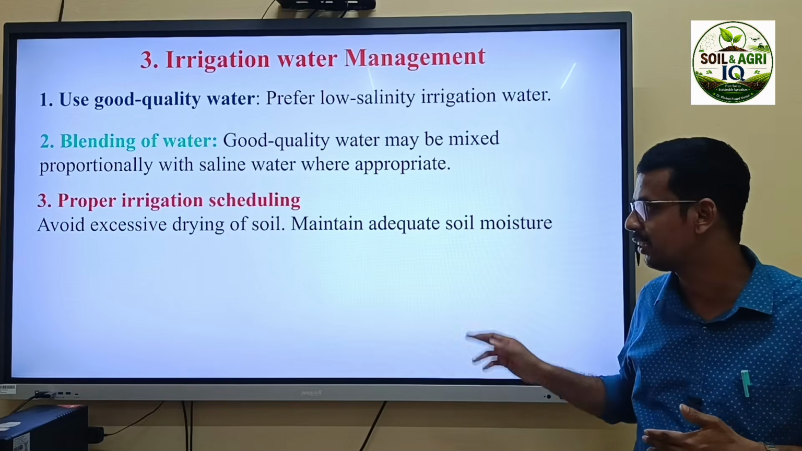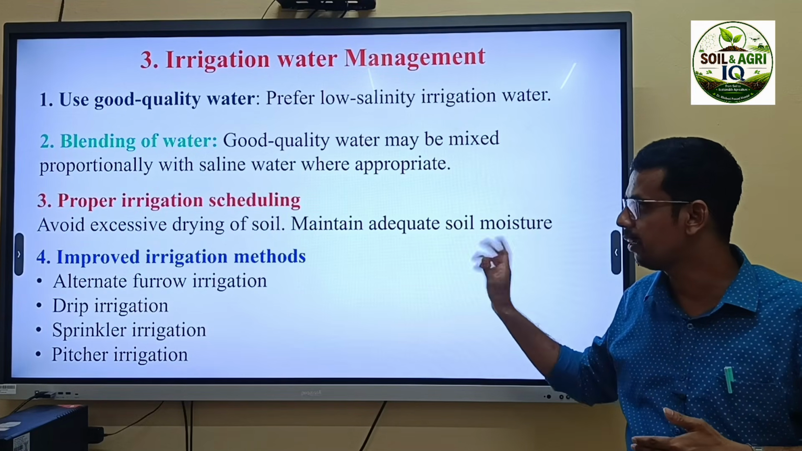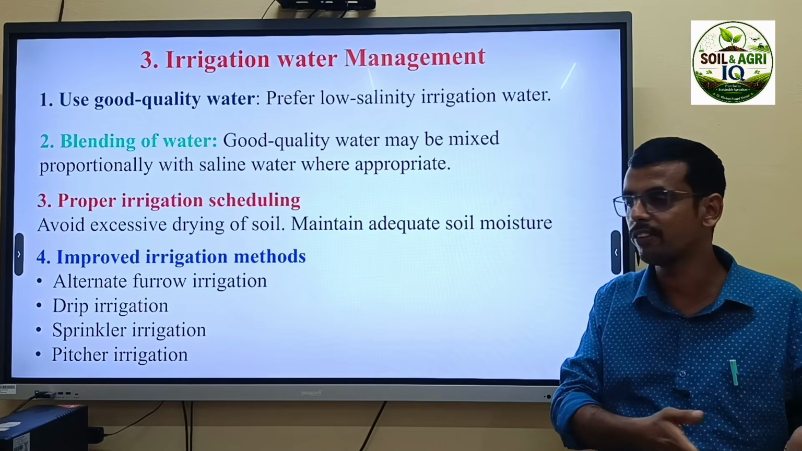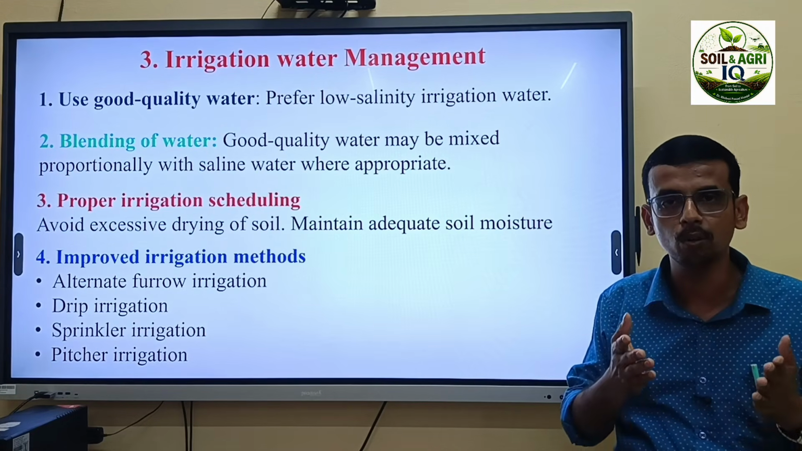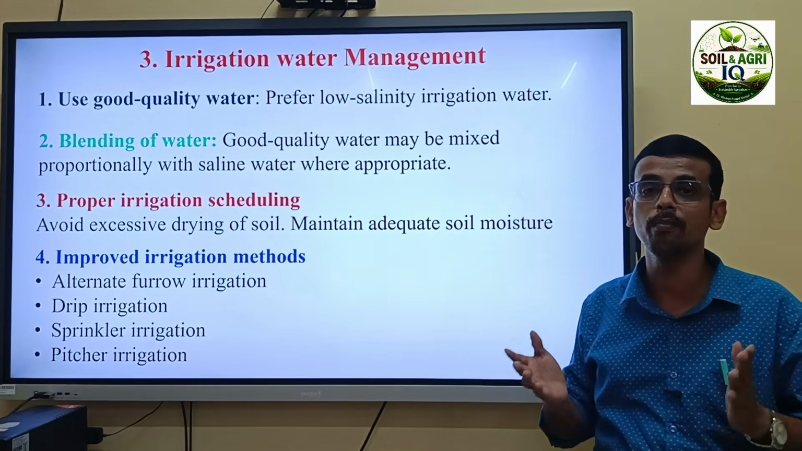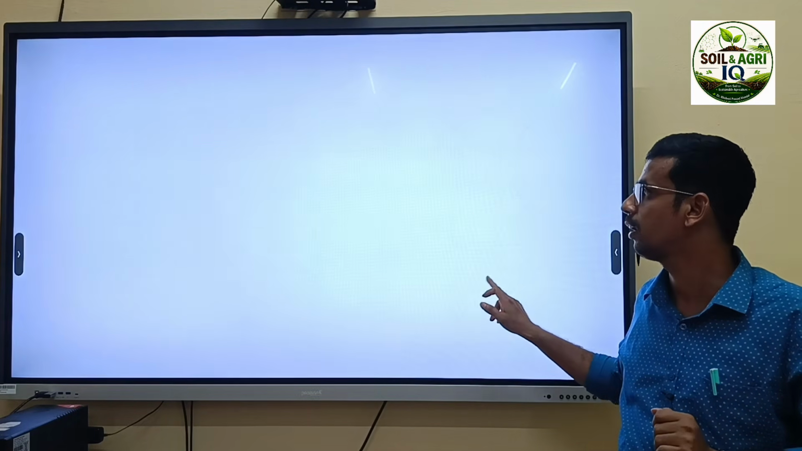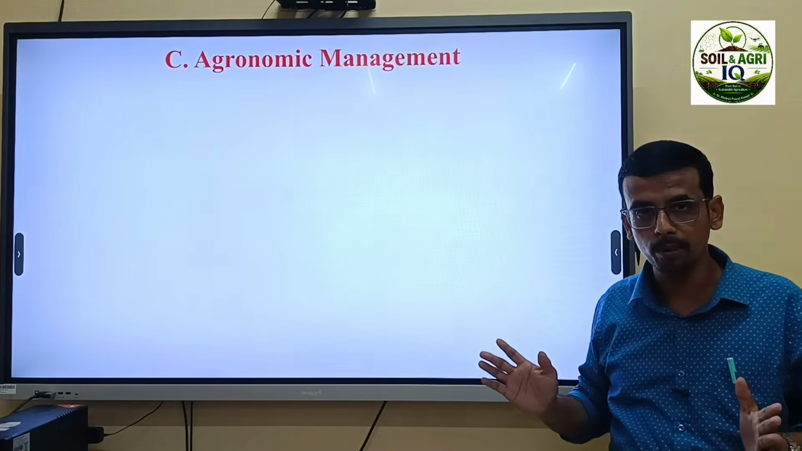through providing irrigation. Then improved irrigation method you followed, rather than this flood irrigation method, you can follow alternate furrow irrigation method, drip irrigation method, sprinkler irrigation method, pitcher irrigation method. So all these things are very useful for reclamation of the saline soil. Now coming to the agronomic management.